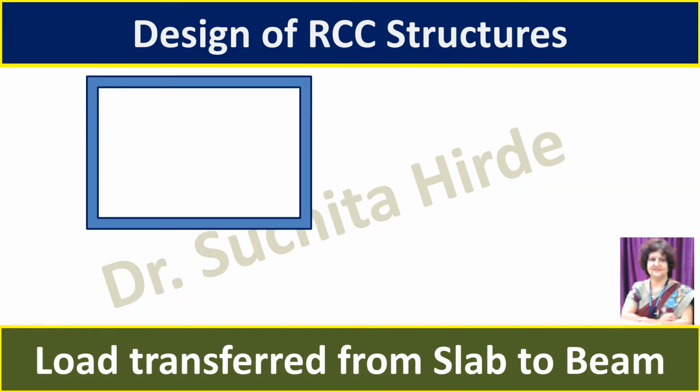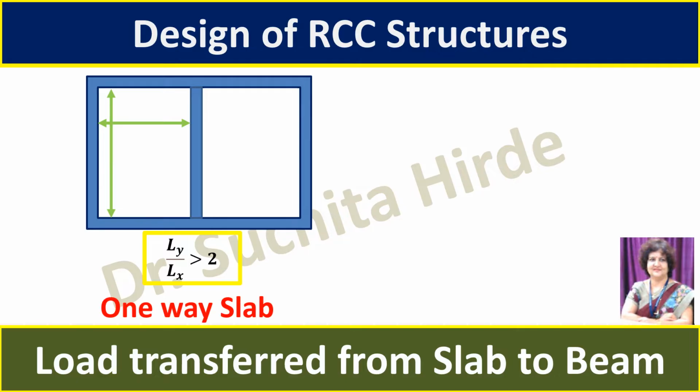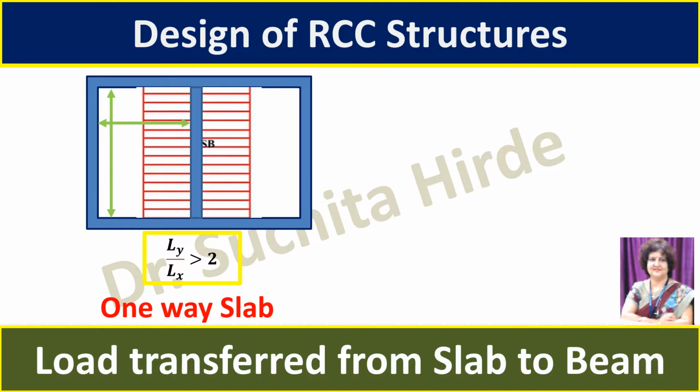The slabs are classified as one-way slab and two-way slab on the basis of Ly by Lx ratio. The load on the beam depends on type of slab. When Ly by Lx ratio is greater than 2, then such slab is called as one-way slab. If the beam supports one-way slab, in that case 50% load of the slab from each side is transferred to that beam in the form of uniformly distributed load.